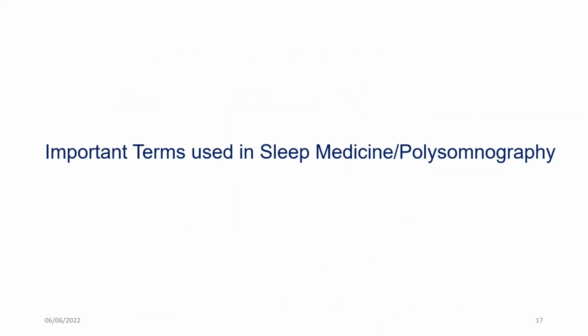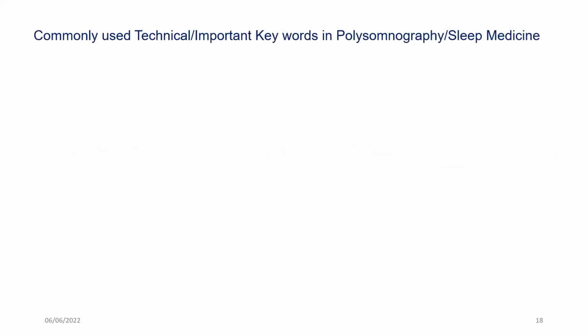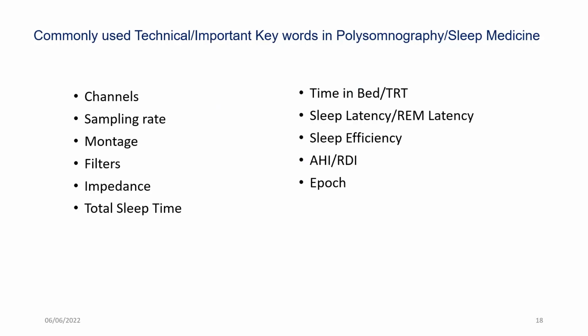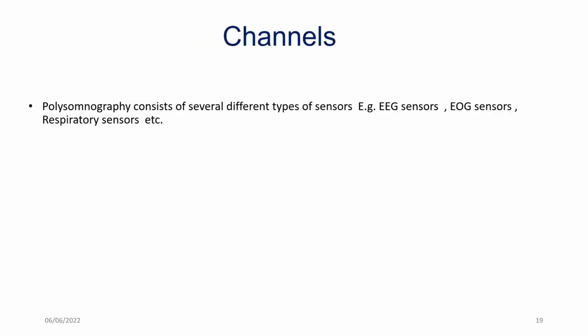is we need to look at important terms used in sleep medicine or in polysomnography. Commonly used technical terms in polysomnography are channels, sampling rate, montage, filters, impedance, total sleep time, time in bed, total recording time, sleep latency, REM latency, sleep efficiency, AHI, RDI, epoch. So we'll look into each particular thing, like channels.